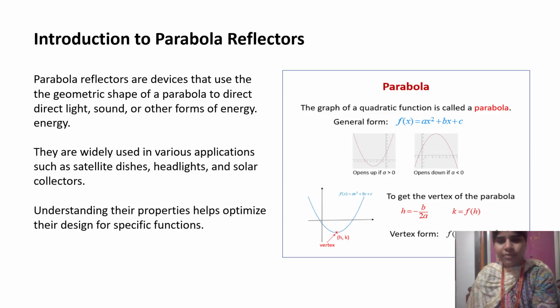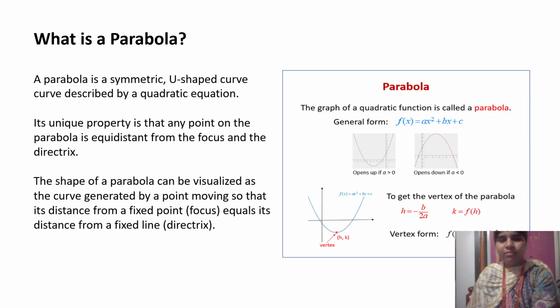Here are parabolic graphs. The graph of a quadratic function is called a parabola. The general form of a parabola is f(x) = ax² + bx + c. If a is greater than 0, it opens up; if a is less than 0, it opens down. To get the vertex of the parabola, h = -b/2a and k = f(h).